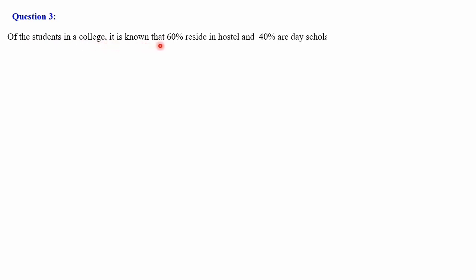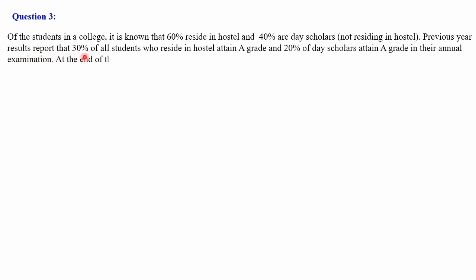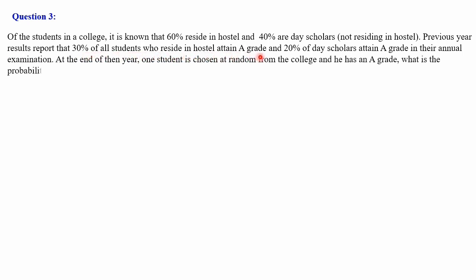Next we shall discuss question number 3. Of the students in a college, it is known that 60% reside in hostel and 40% are day scholars, meaning not residing in hostel. Previous year results report that 30% of all the students who reside in hostel attain A grade and 20% of the day scholars attain A grade in their annual examination. At the end of the year, one student is chosen at random from the college and he has an A grade. What is the probability that the student is a hosteler?